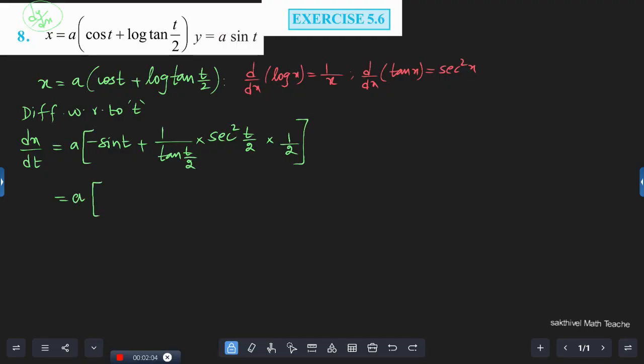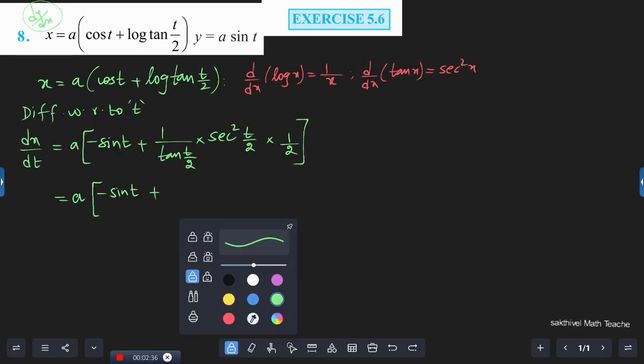Secant square by tan. Shall we simplify secant square by tan? Yes, we can. What we'll do first is write everything in the form of sin and cos. Minus sin t, let it be, plus. But the problem is, children, listen. We'll simplify, then I'll tell you what is 1 by tan.